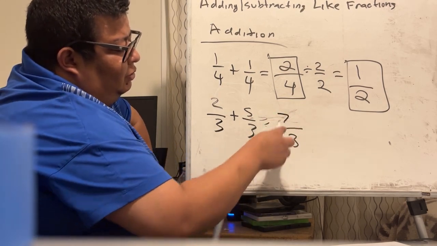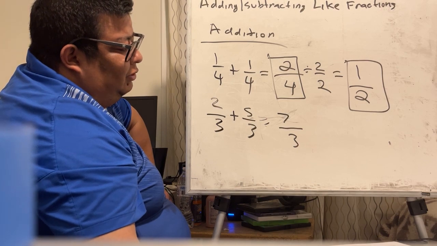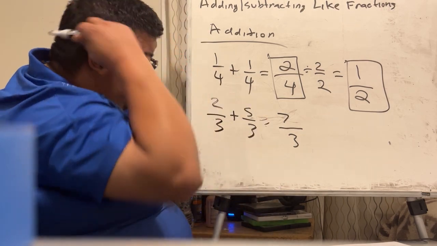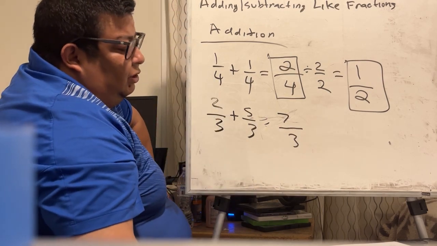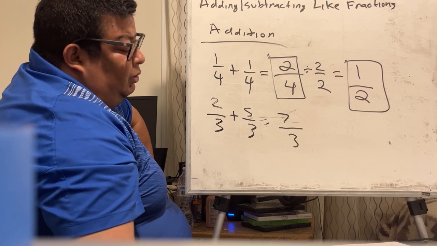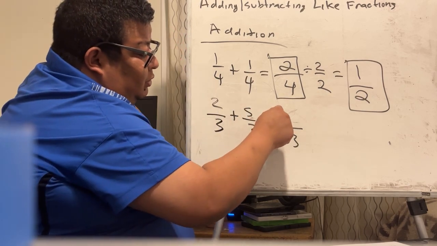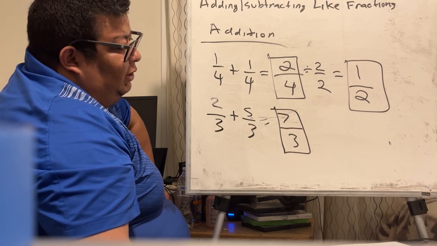Can you divide top and bottom by a number and get a simplified version of the answer? No, because this is 7, this is 3, so they're not divisible by any number other than 1. So we're going to keep it that way. So this is your simplified answer, 7/3.